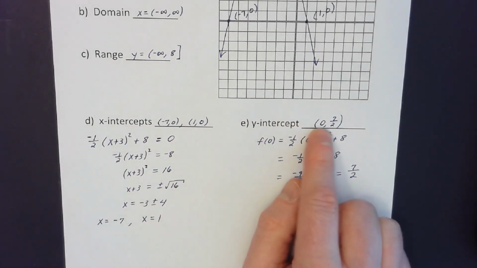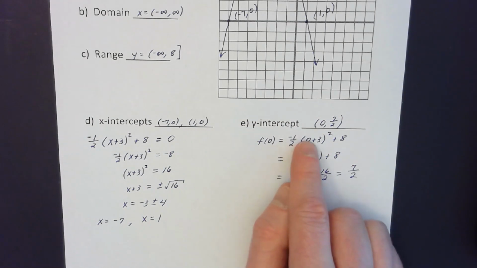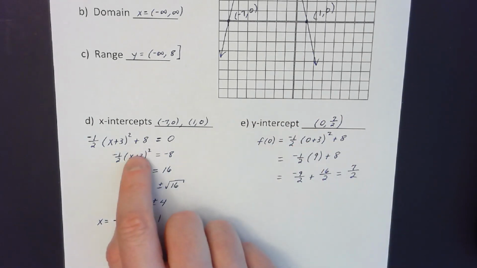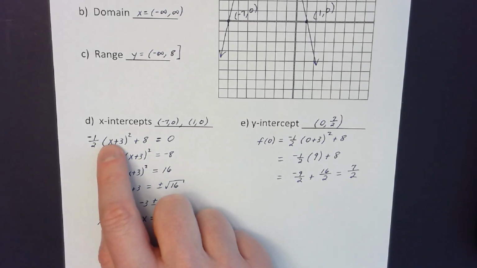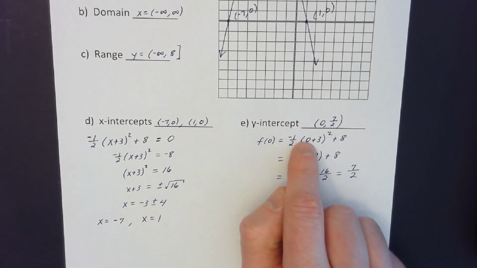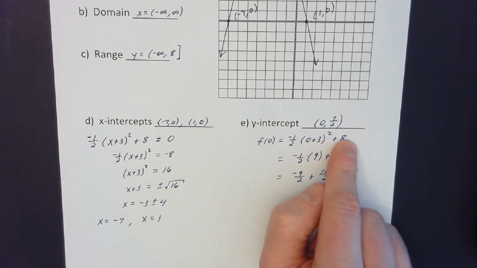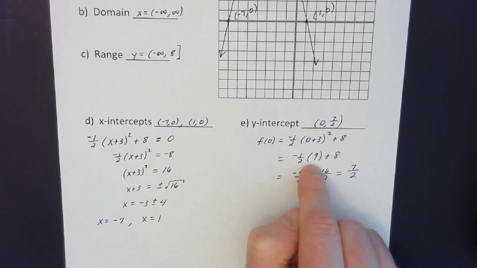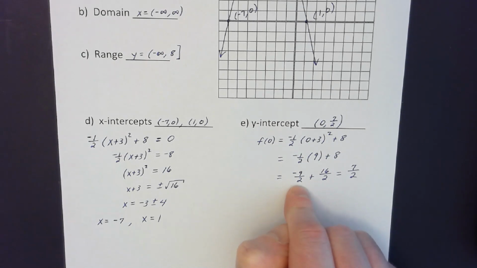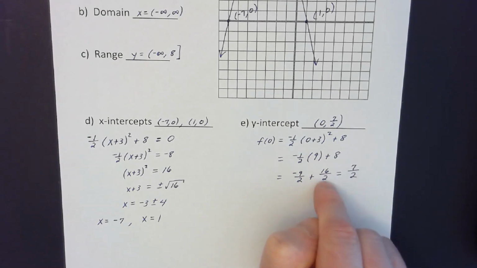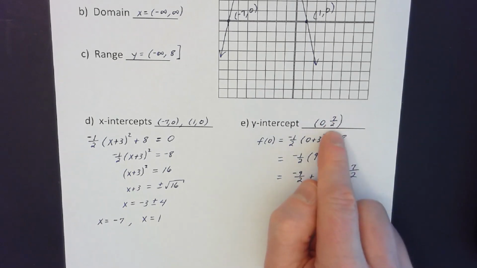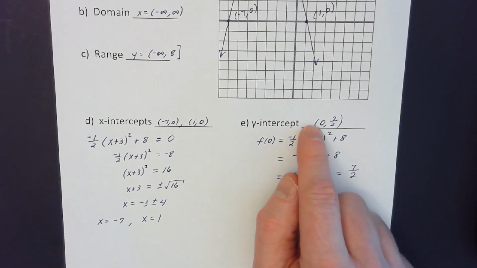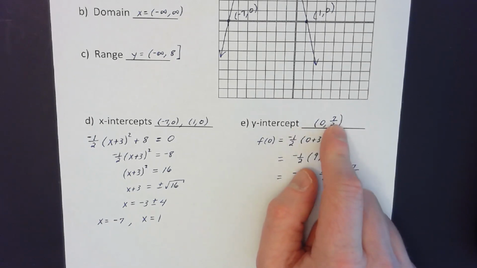My y-intercept I found over here by yet again just looking at your function, plugging a 0 wherever there was an x in it. So instead of negative 1/2 times (x plus 3) squared, it became negative 1/2 times (0 plus 3) quantity squared plus 8. Now I said, well, I know 3 squared is 9. Negative 1 over 2 times 9, that's going to be negative 9 over 2. I went ahead and got a common denominator. 8 is the same thing as 16 over 2. So when I add these together, I'll get my 7 over 2 for my y-intercept value. So the coordinate of the y-intercept is (0, 7/2).